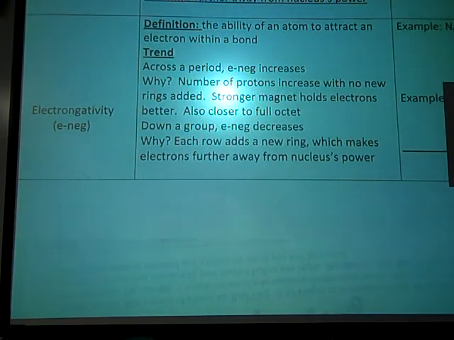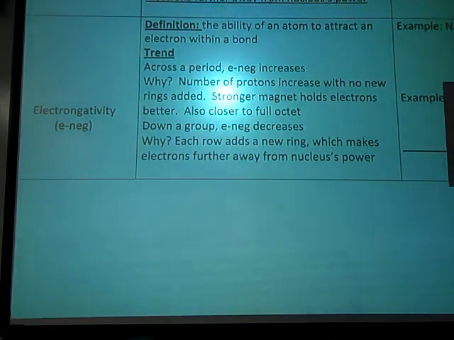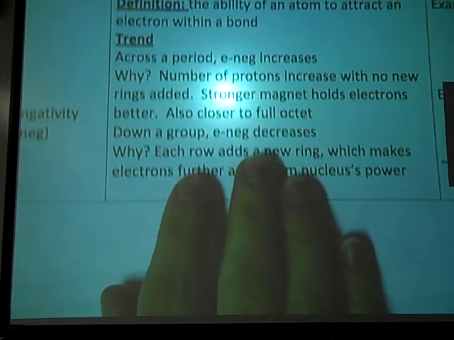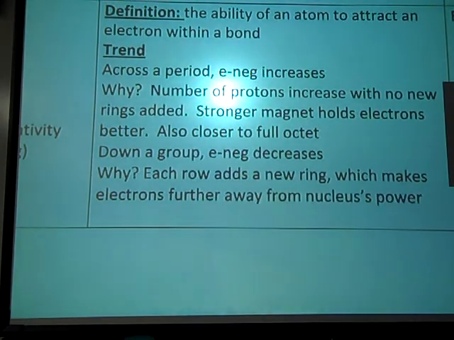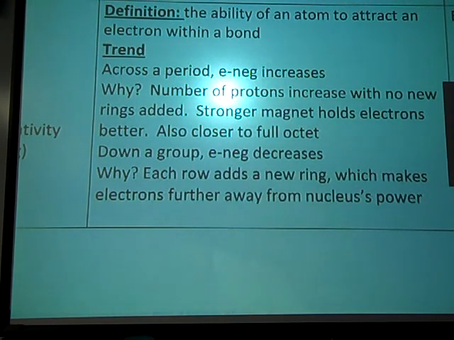The last one that I want to mention is electronegativity. This is our last trend. I usually use the abbreviation ENEG in my classes. It's just a lot shorter than that big old long word. Electronegativity, by definition, is the ability of an atom to attract an electron within a bond. So, who wants electrons more? Who is more interested in getting these electrons?